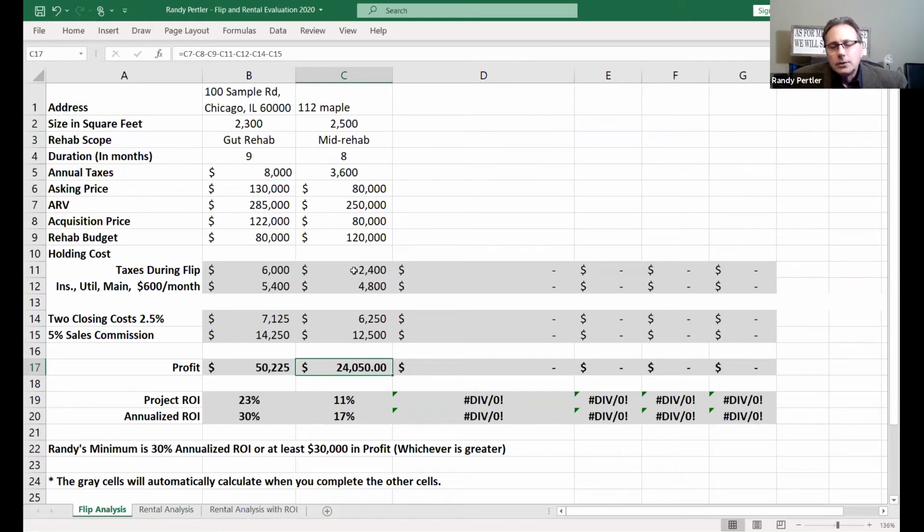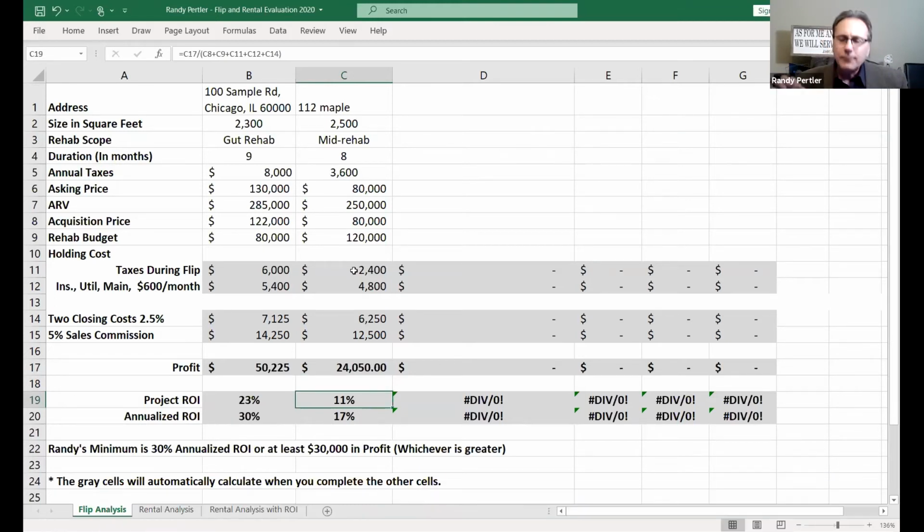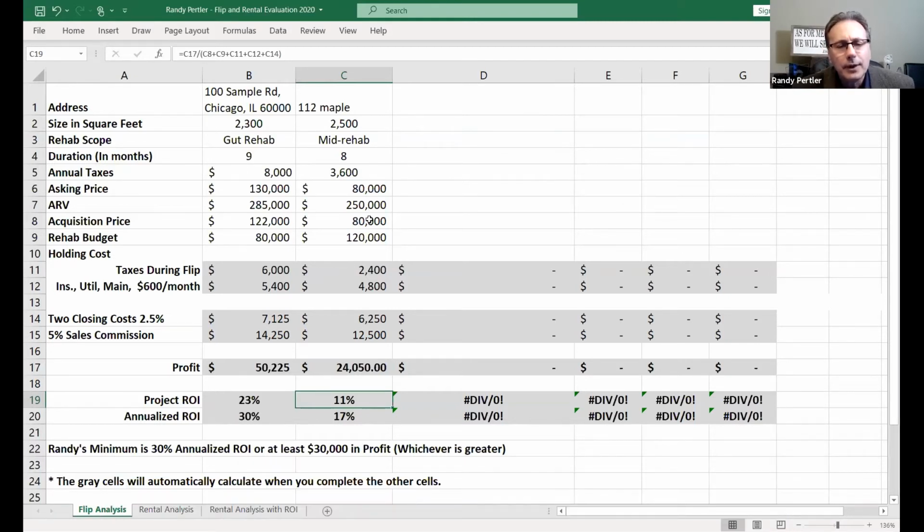Let me ask you, right now in your career, because this can change, would you do this deal? Because of my business model, I wouldn't do this, okay? And here's why. The next number down here is project ROI. The project ROI is taking $24,000 divided by how much money my LLC would have to put into the deal. So would we have to come up with the purchase price? Yes. Would we have to come up with the rehab cost? Yes.